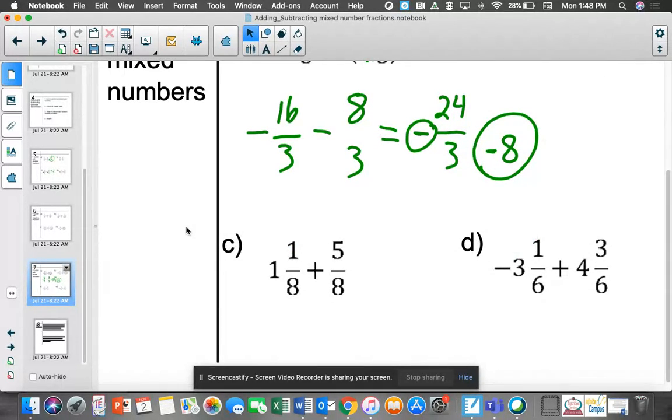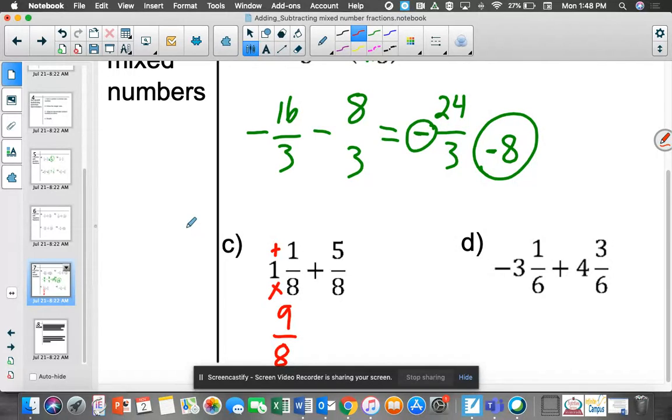I will do C. So again, I'm going to change it into an improper fraction. So 5/8 is already a fraction, and I'm going to take 8 times 1 plus 1. So 8 times 1 is 8, plus 1 is 9. So I have 9/8. Bring the plus down, plus 5/8. So the denominators are already the same, so now I can just add. So I take the numerators, 9 plus 5 is 14 over 8. Bring the denominator over, and I get 14 over 8.